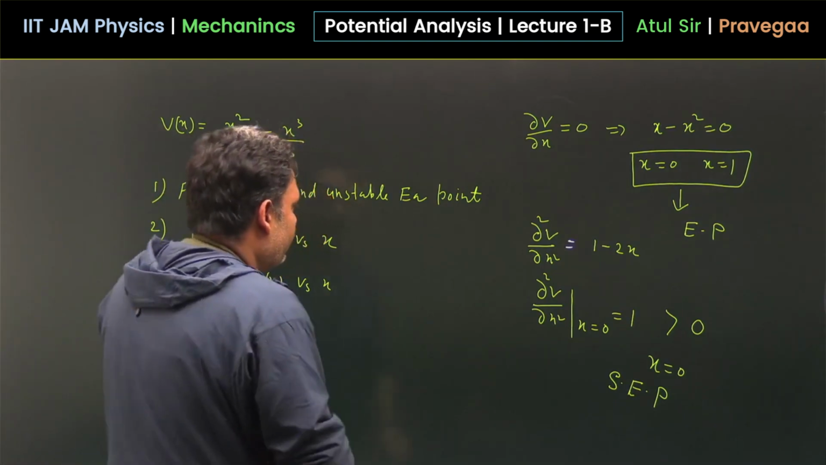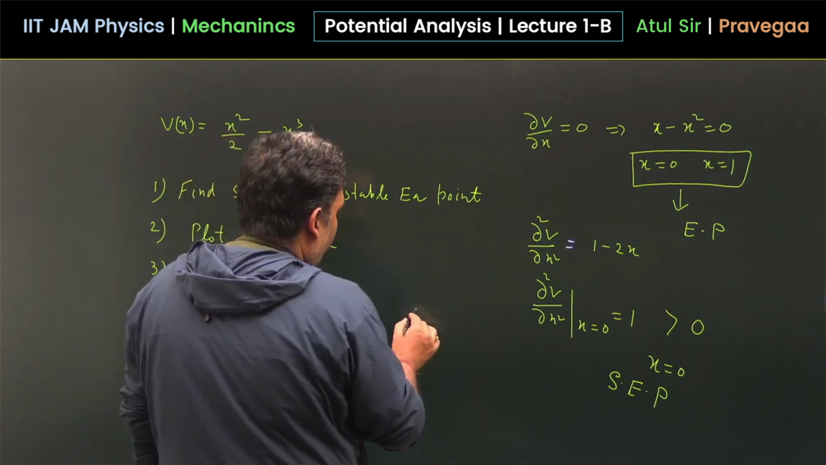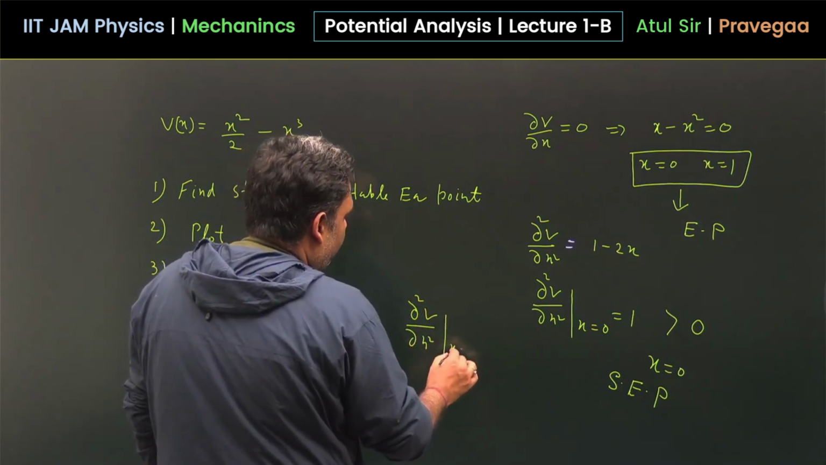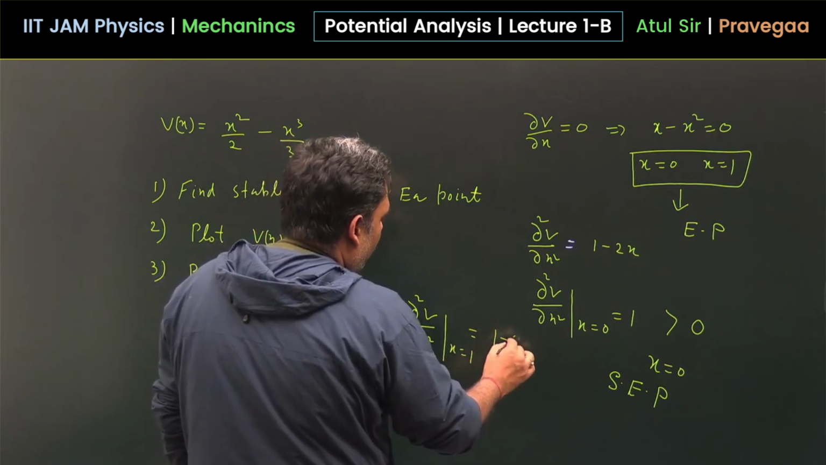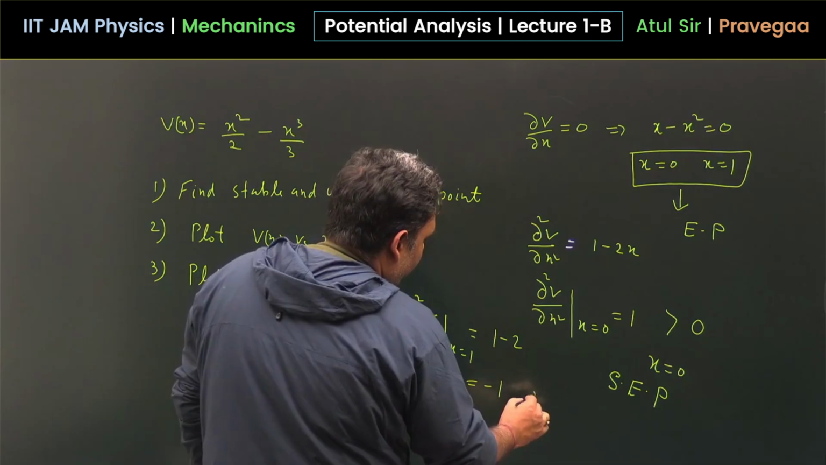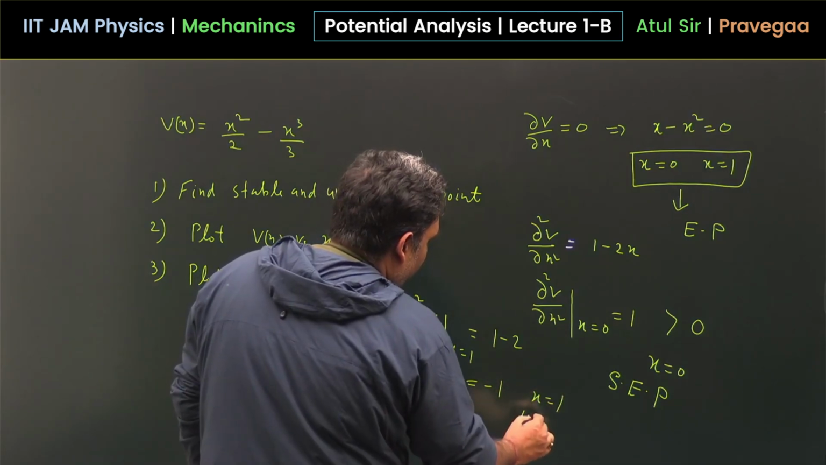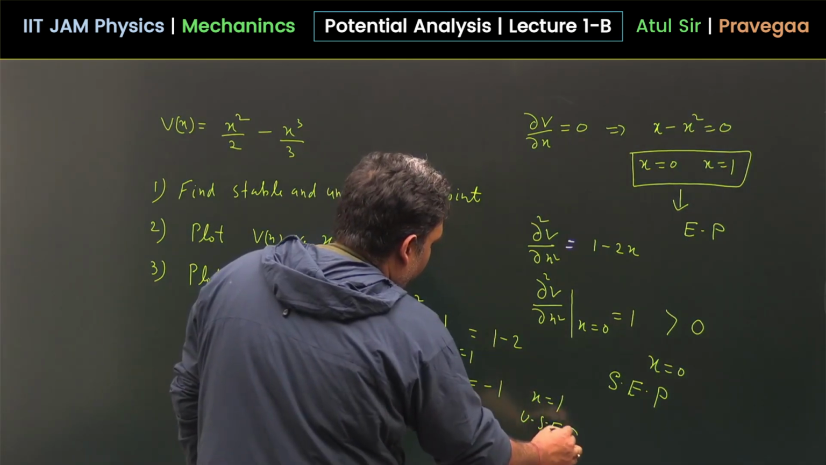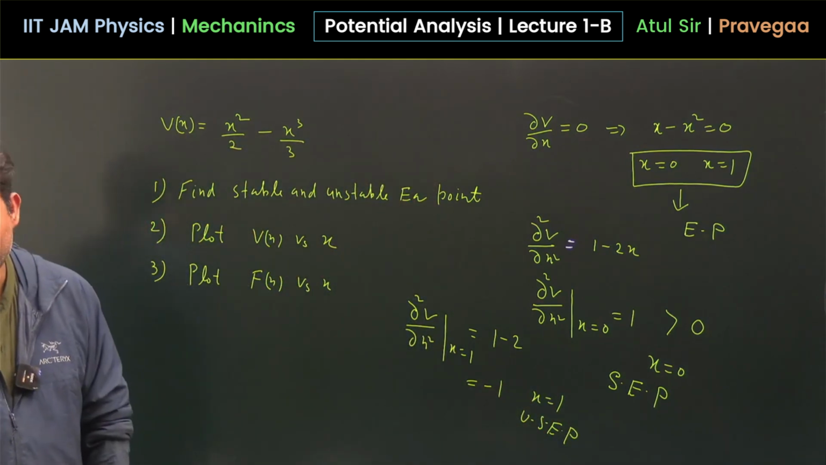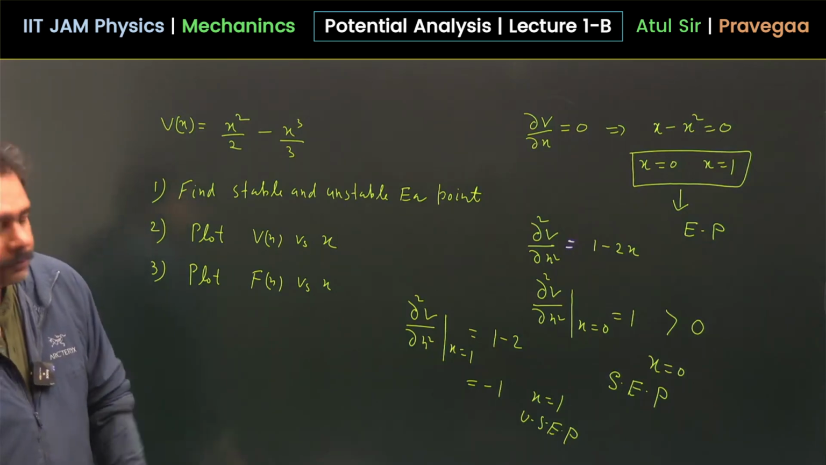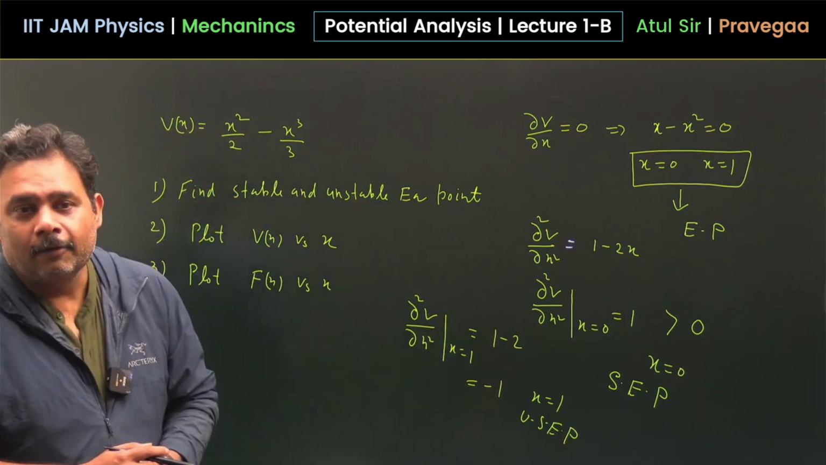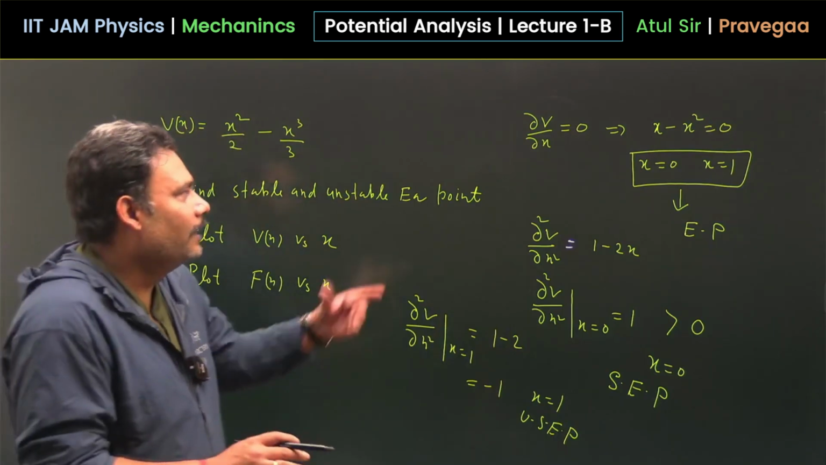And second case के लिए क्या हो जाएगा? Del square V upon del x square at x is equal to 1 is equal to 1 minus 2, that is minus 1, and x is equal to 1 is unstable equilibrium point. So this value is nothing but unstable equilibrium point. Everyone is comfortable? So this is unstable equilibrium point and this is stable equilibrium point. Agree? तो यहाँ तक तो बहुत ही आसान है.